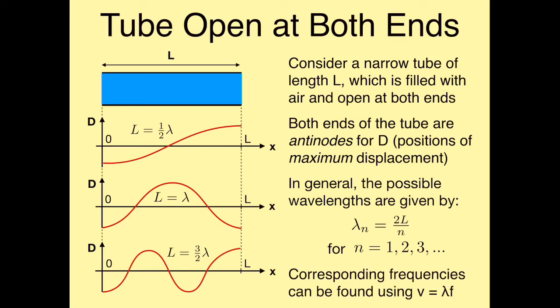So we know what the possible wavelengths are. If we want to get the corresponding frequencies to say, what possible frequencies can we have resonating inside of this tube, then you would just use the fundamental relationship between speed v, wavelength lambda, and frequency f. So you can solve for f just by using this relationship here if you know lambda.